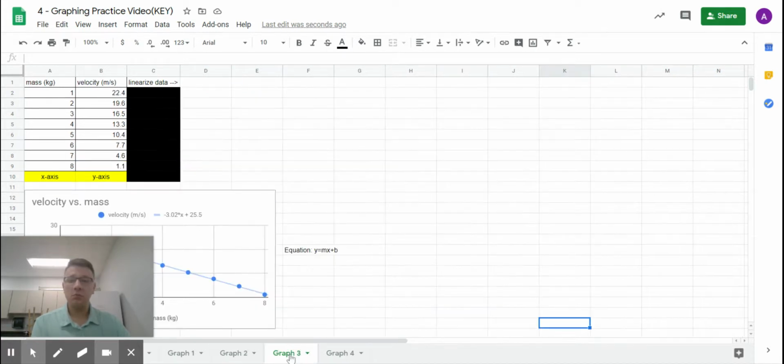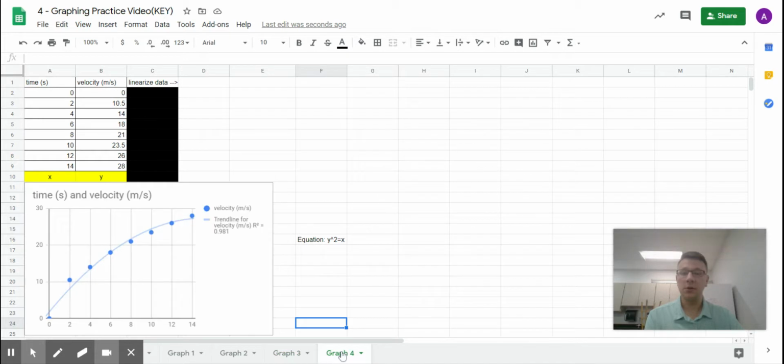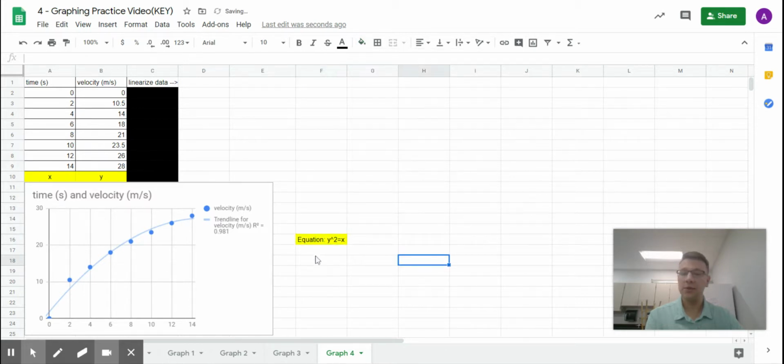Graph 3, we don't have to do anything with this one because it's already linear, right? So we're good to go with that one. So let's look at graph 4. This will be our last one. This one is a root graph, and the equation here is y squared is equal to x. Technically, it starts as y is equal to the square root of x, but if we square both sides, we can get rid of the square root. It's just easier for us to work with.